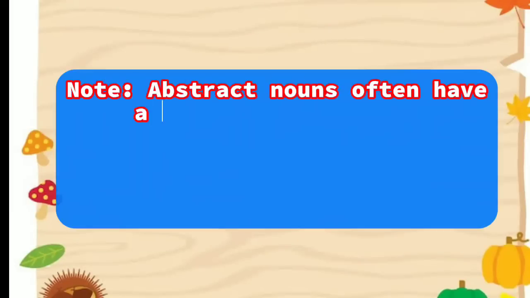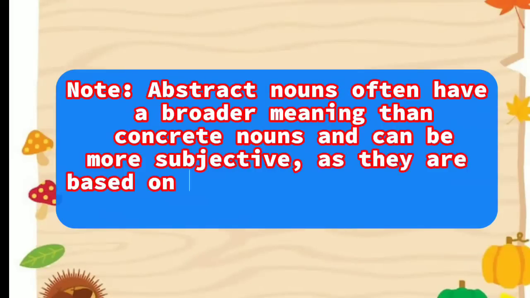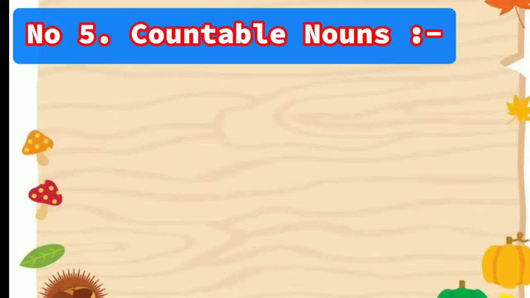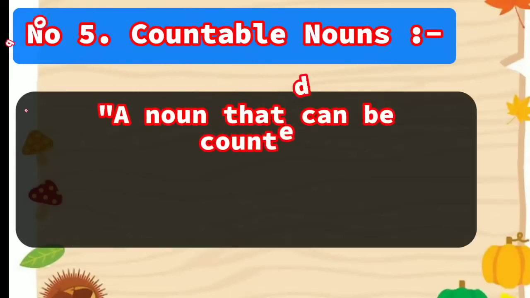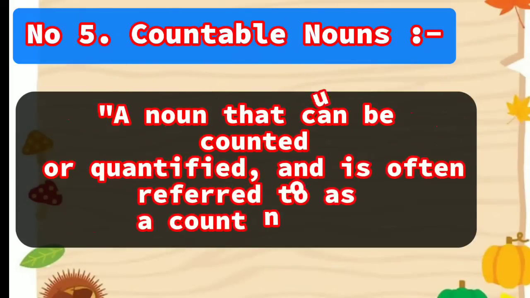Note: abstract nouns often have a broader meaning than concrete nouns and can be more subjective, as they are based on individual experiences and perspectives. Number 5. Countable nouns. Definition: a noun that can be counted or quantified, and is often referred to as a count noun.